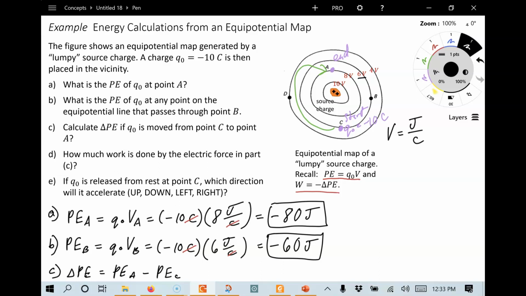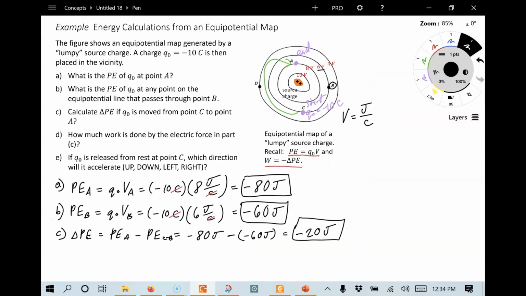But hey, look, C is at the same electric potential as B, so we know it's 6. In fact, we know both of these. C is the same as B. And so therefore, PE_A is going to be minus 80 joules from part A, minus from part B, minus 60 joules. And the double negatives end up giving us a minus 20 joules change in the electric potential energy of Q naught as it moves from point C to point A.